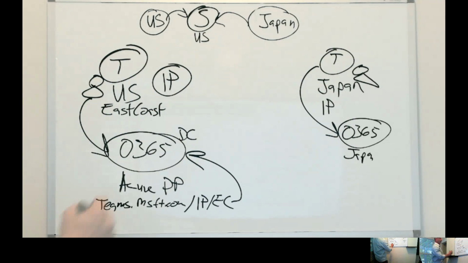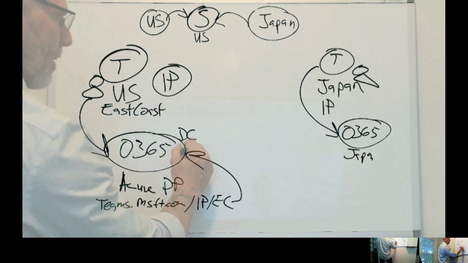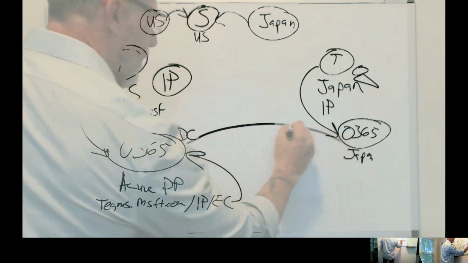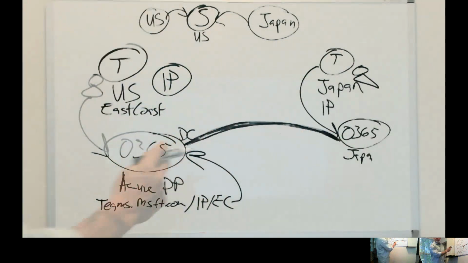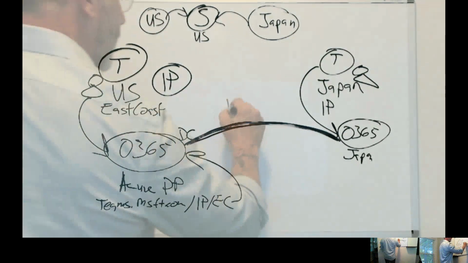Here's what's even cooler, is obviously they need to talk, but they talk this way. And what is this? It's super dark. Well, all these data centers are connected with dark fiber.